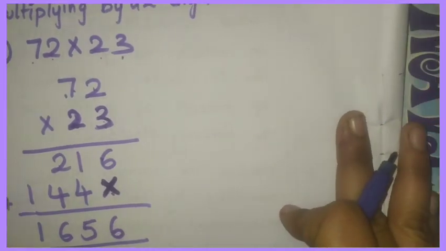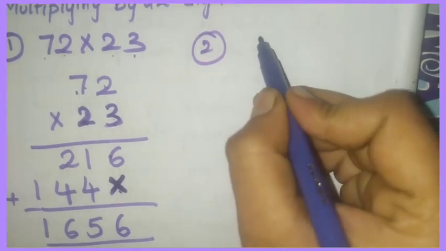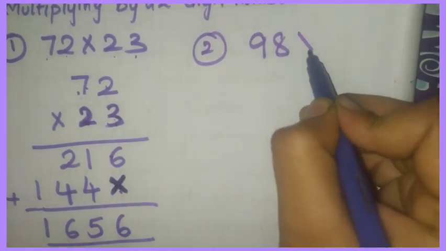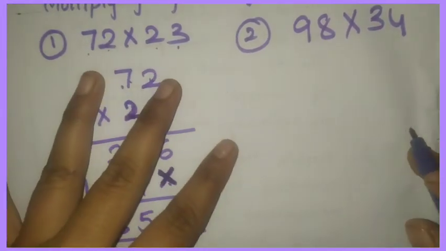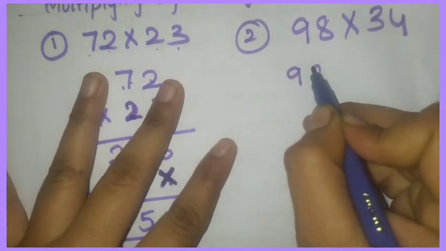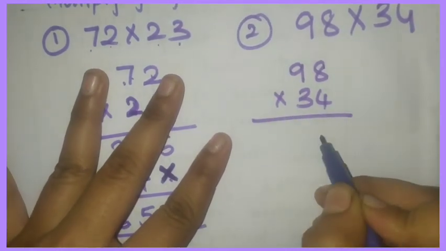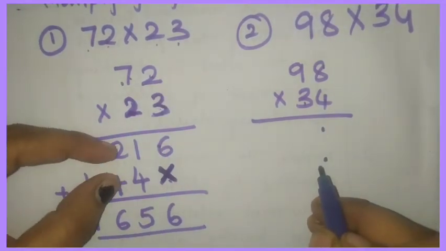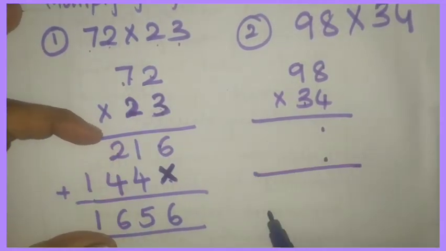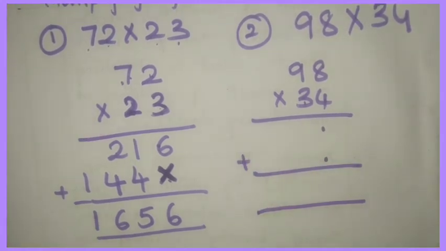Now I will explain one more. For example, 98 into 34. So we'll write 98 here into 34. Here it is also a 2-digit number, so we'll get 2 steps. After getting 2 steps, when we add we will get the final answer.